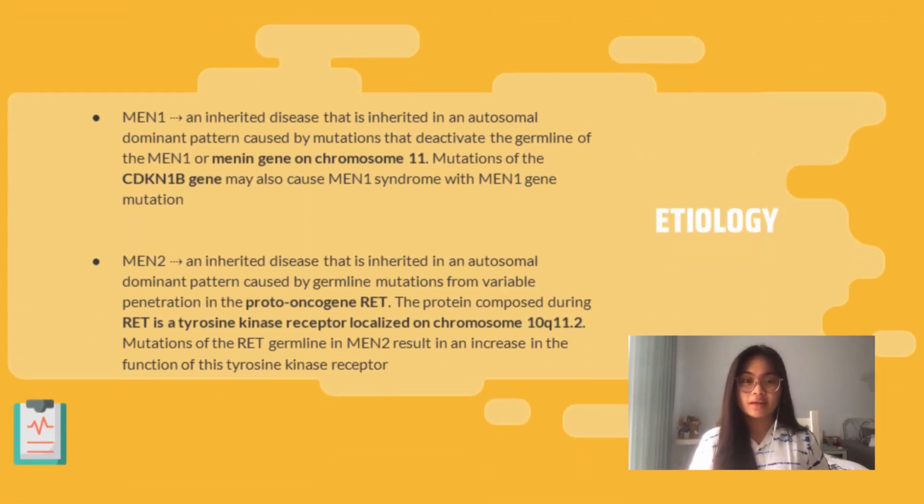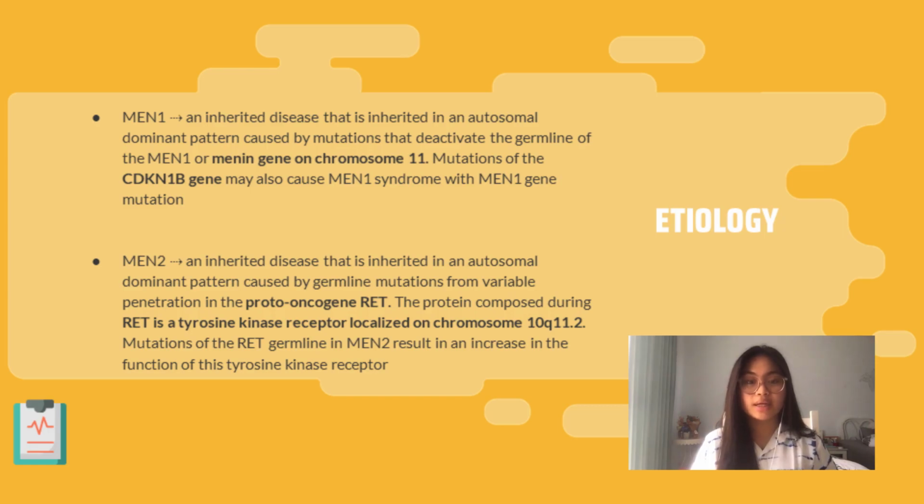Hello, my name is Pratista and my student number is 227. So now I'm going to explain about the etiology of MEN syndrome. MEN1 syndrome is an inherited disease that is inherited in an autosomal dominant pattern caused by mutations that deactivate the germline of the MEN1 or menin gene on chromosome 11. Mutation of the CDKN1B gene may also cause MEN1 syndrome.